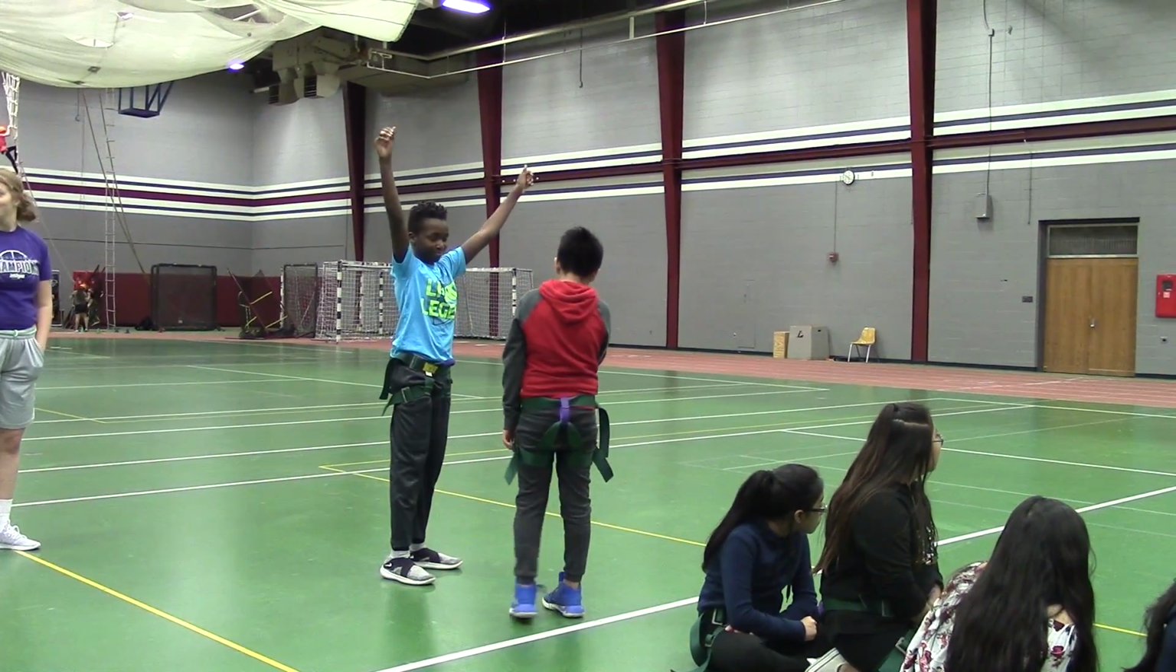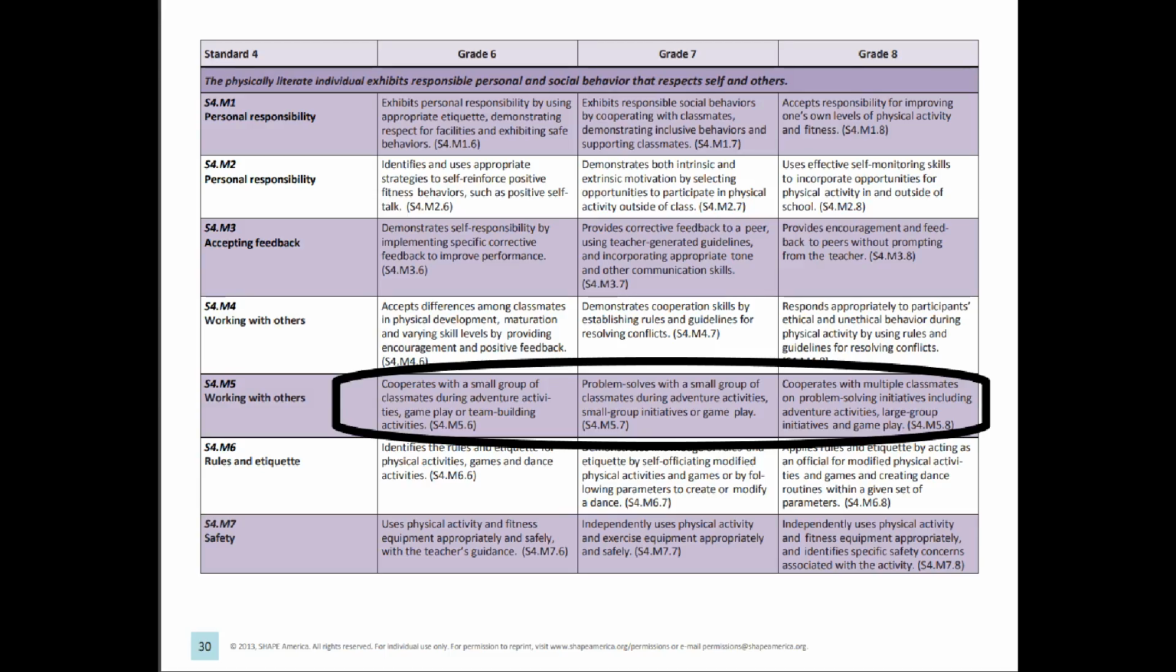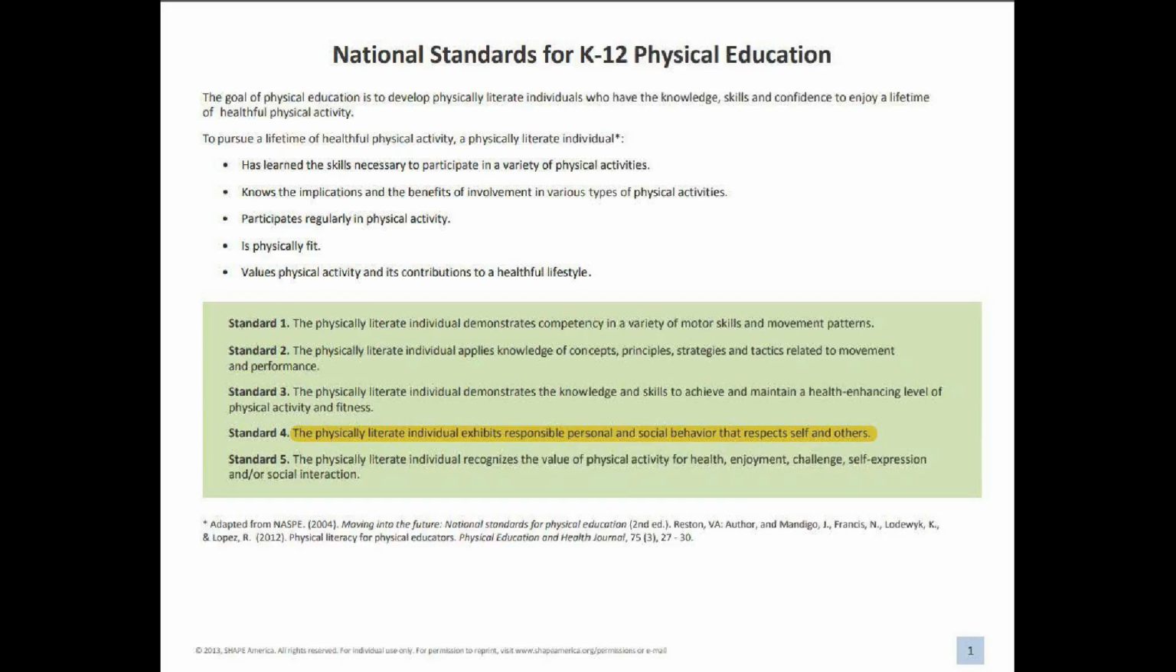Adventure education can be incorporated as a unit in your physical education curriculum, and adventure activities are found in the SHAPE America grade level outcomes for physical education, including Standard 4, exhibiting personal and social responsibility, Standard 2, applying knowledge of strategies, and Standard 1, competency in a variety of movement patterns.